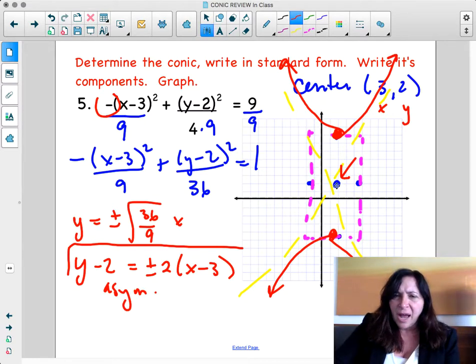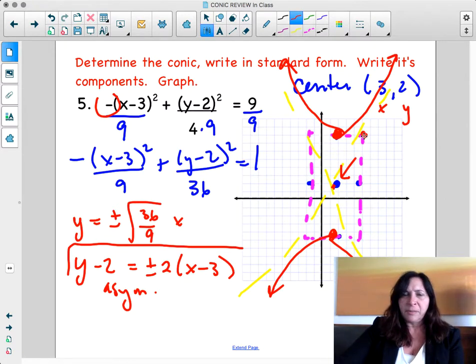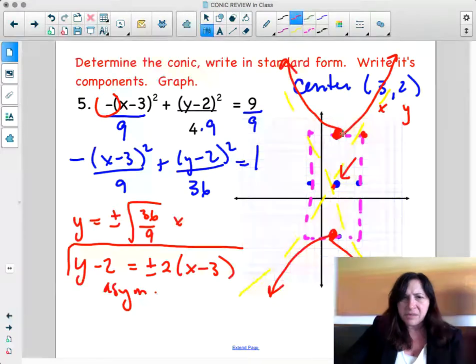That means that I could have gone up 6 over 3, or just doing baby steps, up 2 over 1, up 2 over 1, up 2 over 1, till I got to the same place had I gone up 6 over 3.